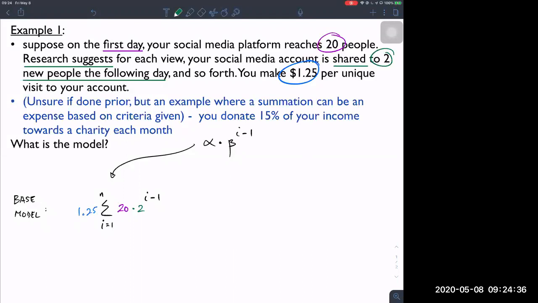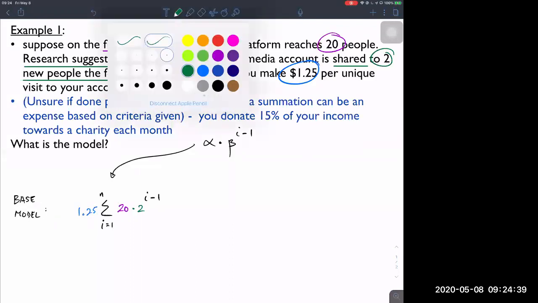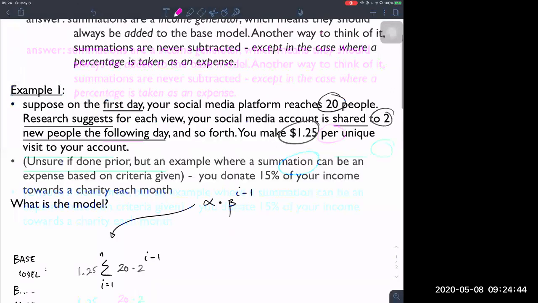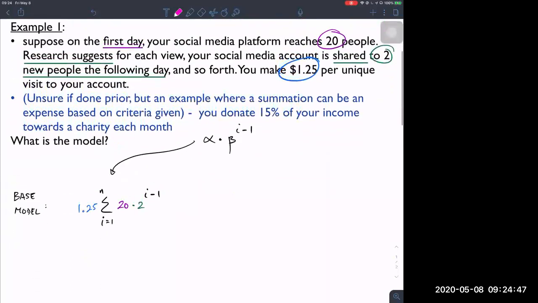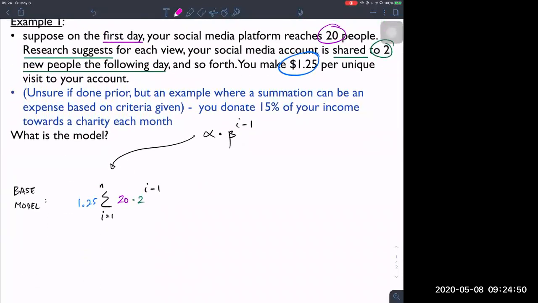So it'll be this. Now, the new part that's unique here is this payment. I gotta do this in a different color. So yes, question presented here that I said, hey, summations are income generators. Why? Because you make $1.25 for each visit to the platform. Now, I don't do this often, but occasionally I'll say, hey, you donate 15% of your income. So that's an expense, right? Hopefully people realize that by now, but it still involves your summation in this particular example because there is no other thing that's generating you money.